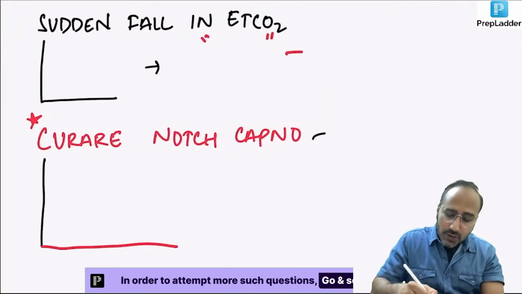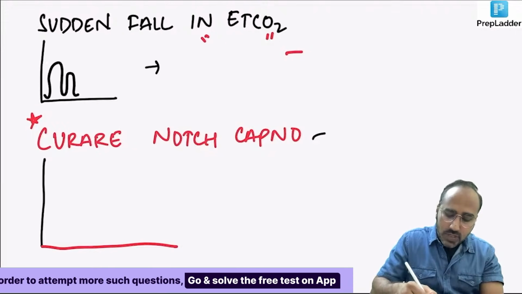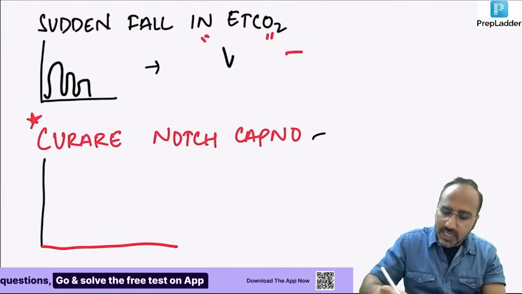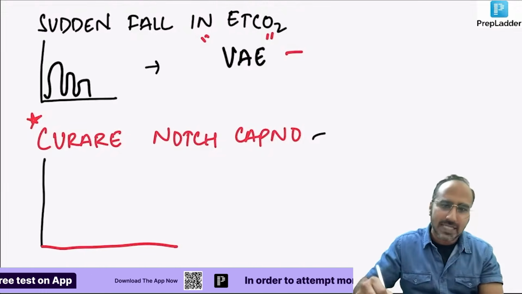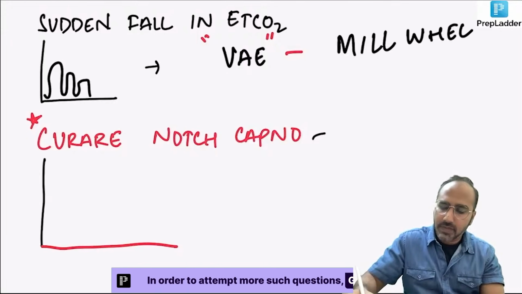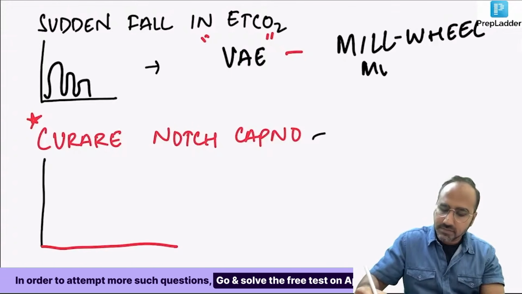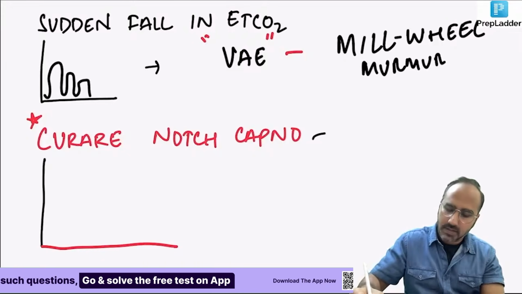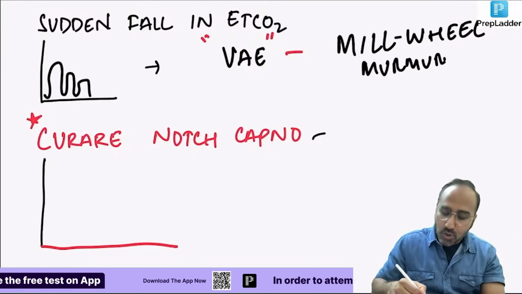Okay. If you see a sudden fall of EtCO2, come on guys, sudden fall of EtCO2, it is seen in venous air embolism. Again, the murmur that you see over here is what? Mill-wheel murmur. Mill-wheel murmur. Okay.